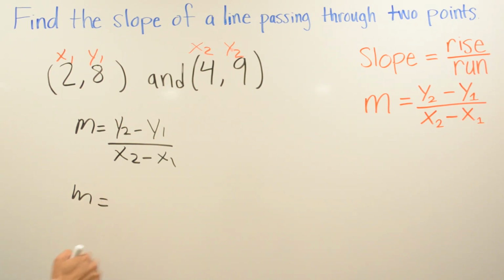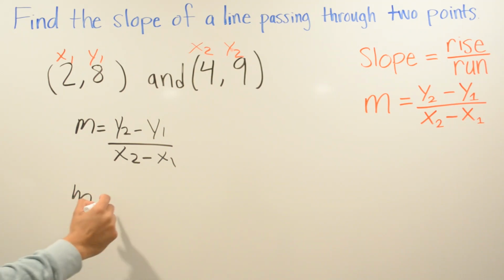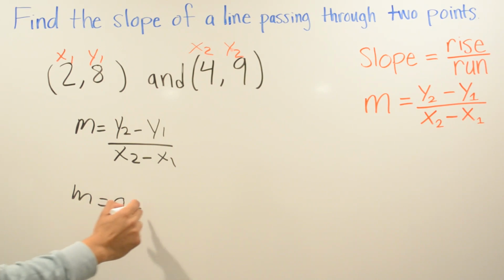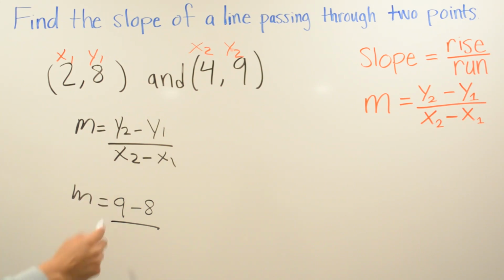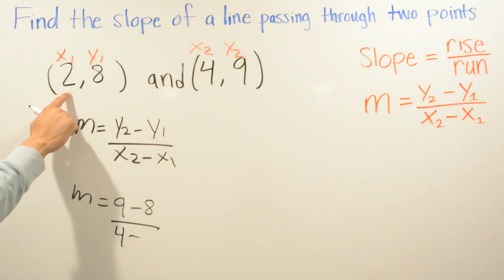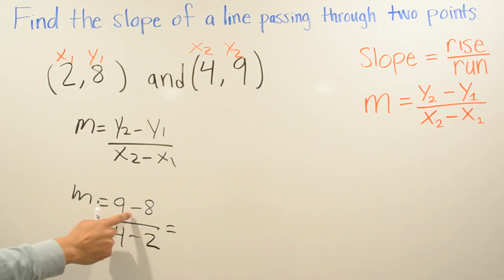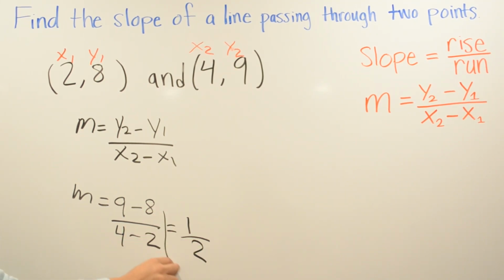I'm going to go ahead and put in the numbers. y2 is 9, minus y1, here is 8, divided by x2, which is 4, minus x1, which is 2. So now we're going to go ahead and subtract. 9 minus 8 is 1. And then we got 4 minus 2 is 2. So the slope for this problem is going to be 1/2.